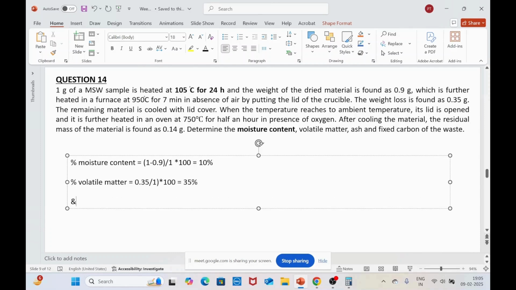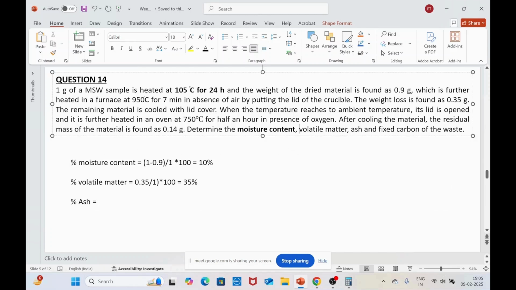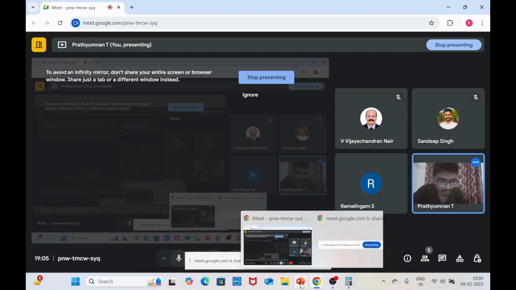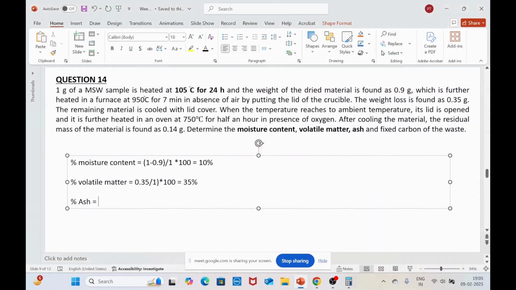And what about percentage of ash? 14%. Sorry, 0.14 by 1 times 100, so that will be 14 percentage.